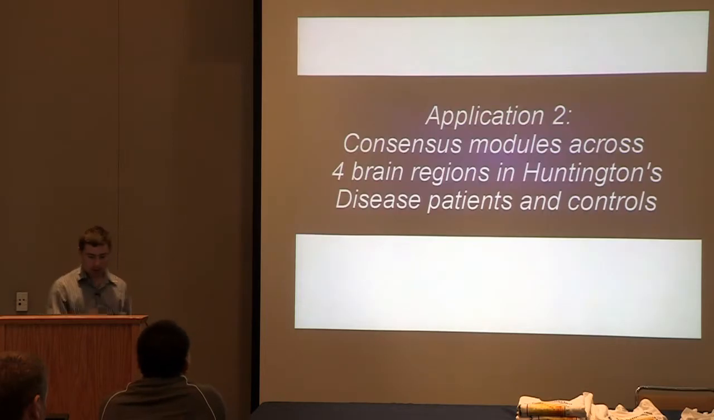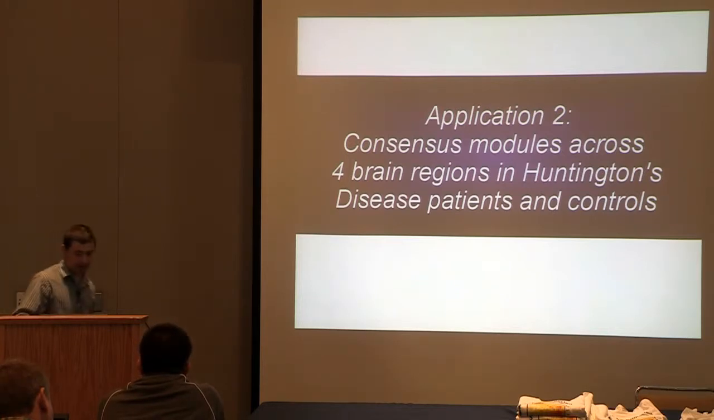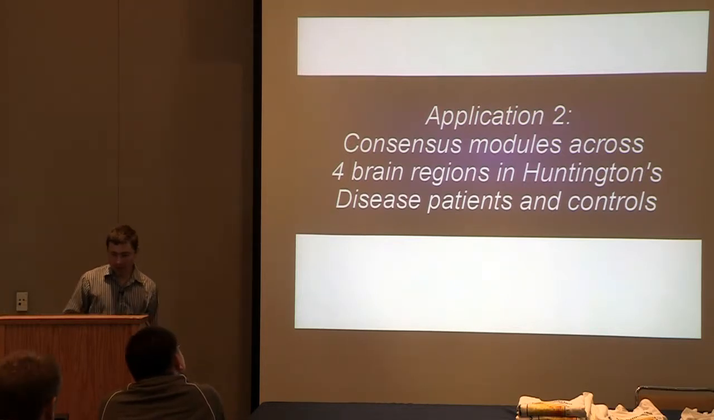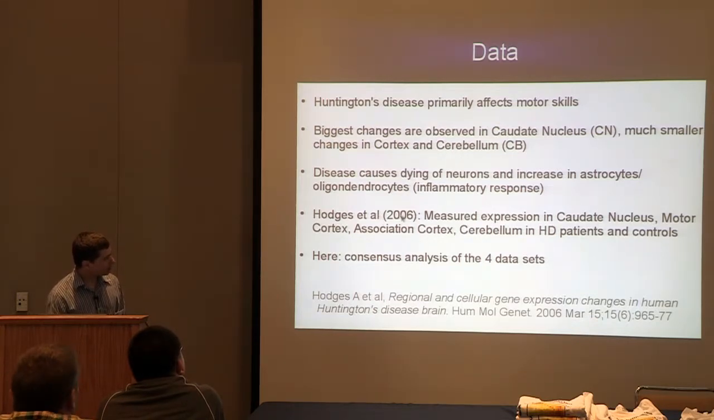So I want to show you another application, which has another point of view or another slant on consensus modules, which is a consensus analysis across 4 brain regions in Huntington's disease patients and controls. So what kind of data do we have here? We have data from Huntington's disease patients and controls. The data were published by Hodges et al. in 2006.